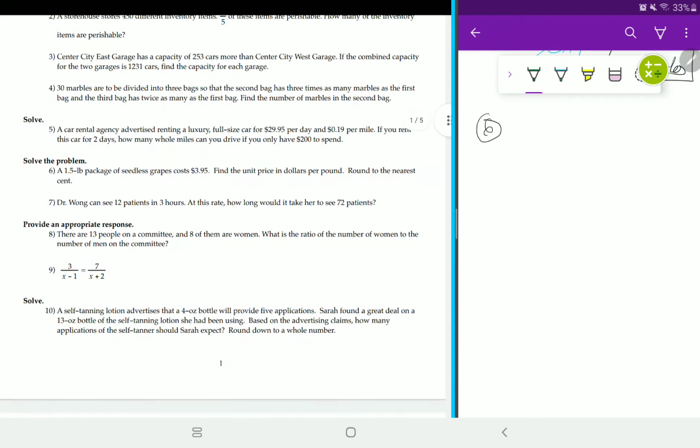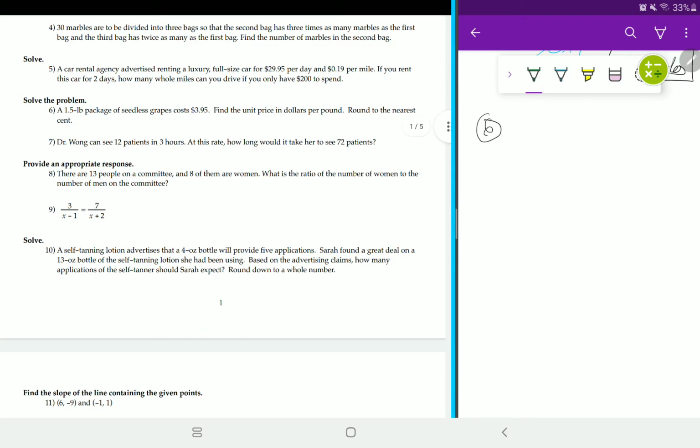All right, guys, in this next video, we're going to do questions 6 and 7. 6 and 7 will be based on using proportions. Number 6 says a 1.5 pound package of seedless grapes costs $3.95. We want to find the unit price in dollars per pound. Round your answer to the nearest cent. So that means we're going to round our answer to two numbers after the decimal.